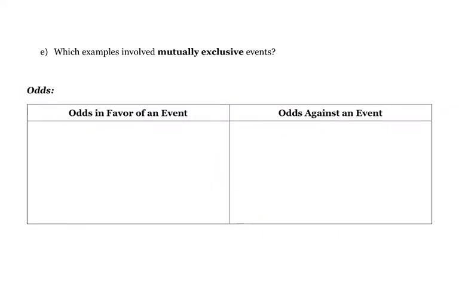So let's take a second. We might not answer this with respect to those examples, but we might want to look at what it means for two things to be mutually exclusive. That just means that they can't happen at the same time.